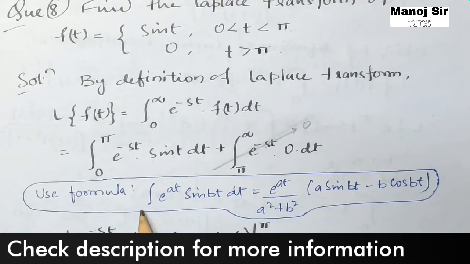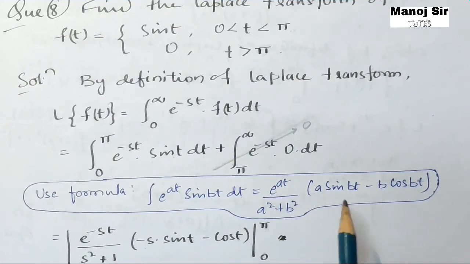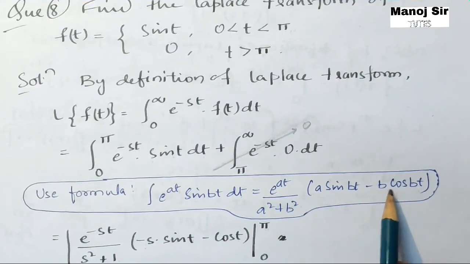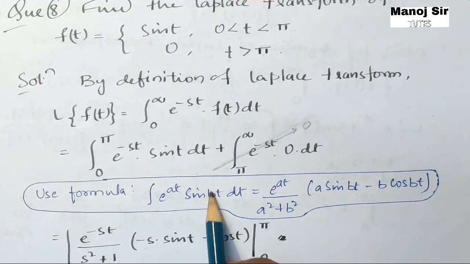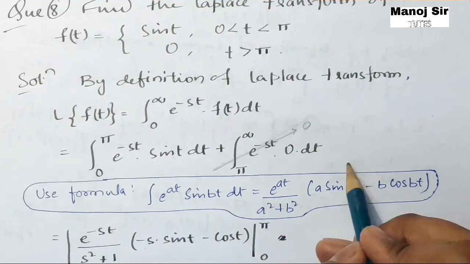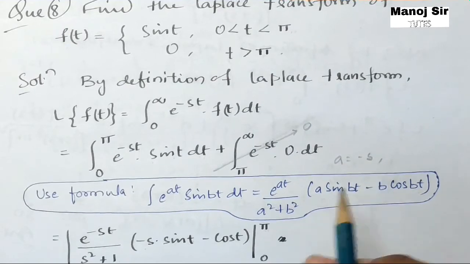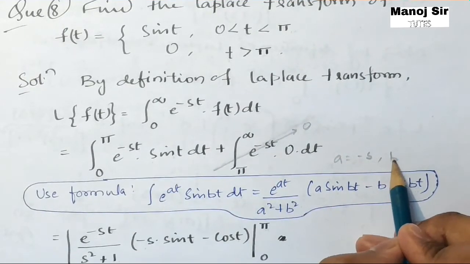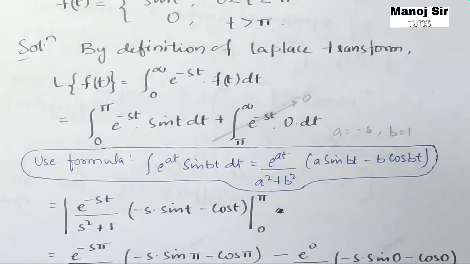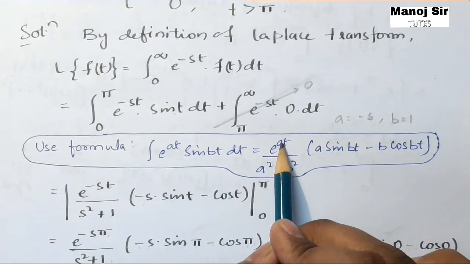Had this been integration of e to the power at into cos bt dt, then the formula would have been e to the power at upon a square plus b square, a cos bt plus b sin bt. Had this been cos, this would have been cos and this would have been sine with positive sign. Now if you compare this with this formula, we'll see a is how much? Minus s. And b is how much? 1.